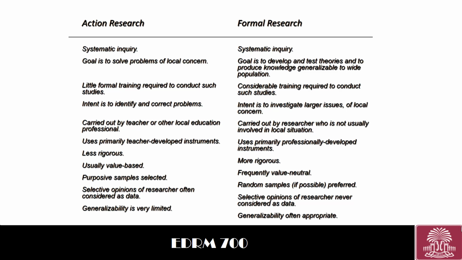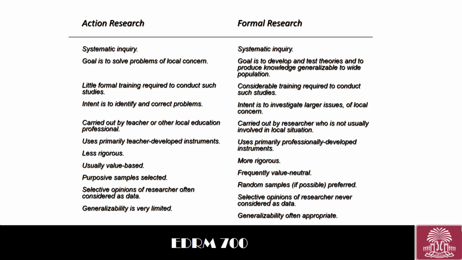You can see that this is one disadvantage of action research. It has a much narrower goal and is very difficult to generalize. For action research, little formal training is required to conduct such a study, where formal research involves considerable training. For action research, the intent is to identify and correct problems, while formal research involves an intent to investigate a larger issue that might also be of a local concern.